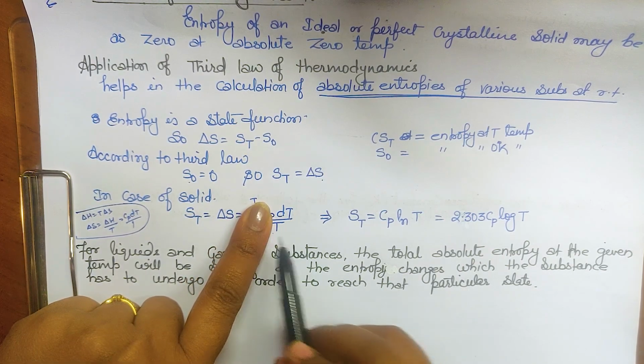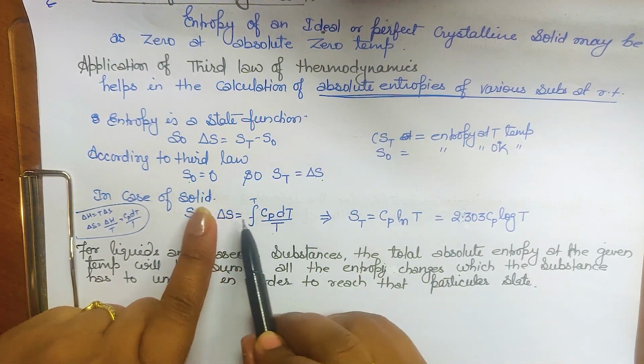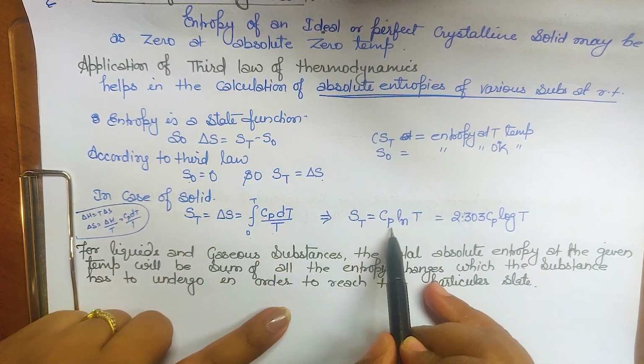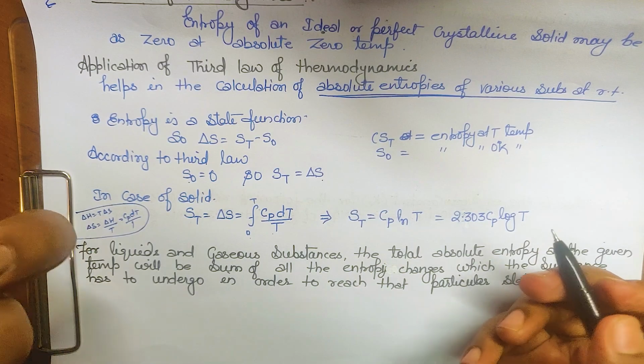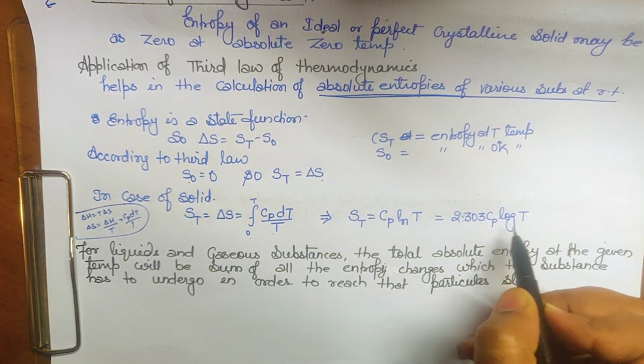It will be T, yes, and on integrating it we get ln T. Cp will be constant, so it will come outside. So Cp ln T. We cannot take anything out in ln, so we have to convert it into log. So that will be 2.303 Cp log T.